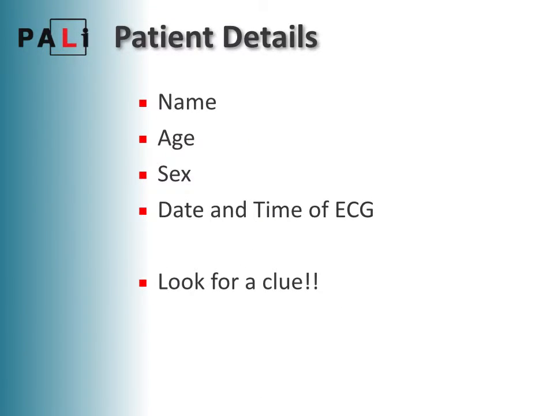Now we're going to have a look at a systematic approach to interpret an ECG. First of all, we want to start with the patient's details. We want to make sure it's the correct patient's name and age, and we also want to look at their sex. We then want to look at the date and time that this ECG was taken, because if it was taken at 3 o'clock in the morning and it's now 10 o'clock in the morning, it might not be as useful to the patient's current clinical condition. Also look for a clue. Sometimes ECGs along the top will give you a readout of the machine's interpretation of the ECG, but it's important to still check it yourself.